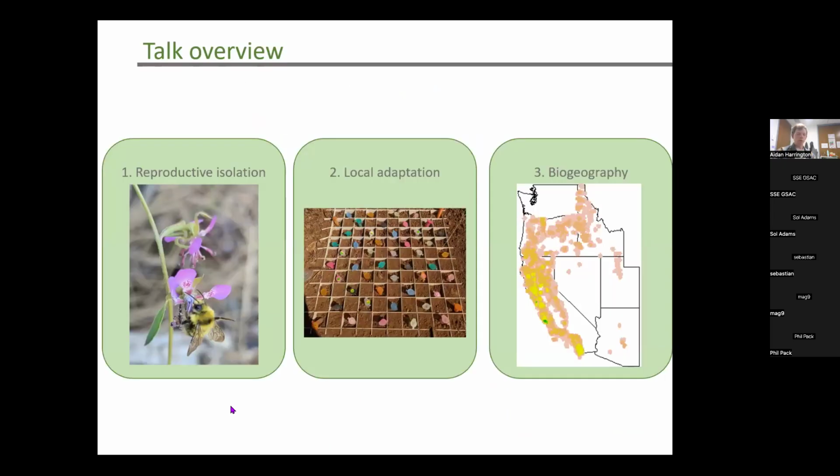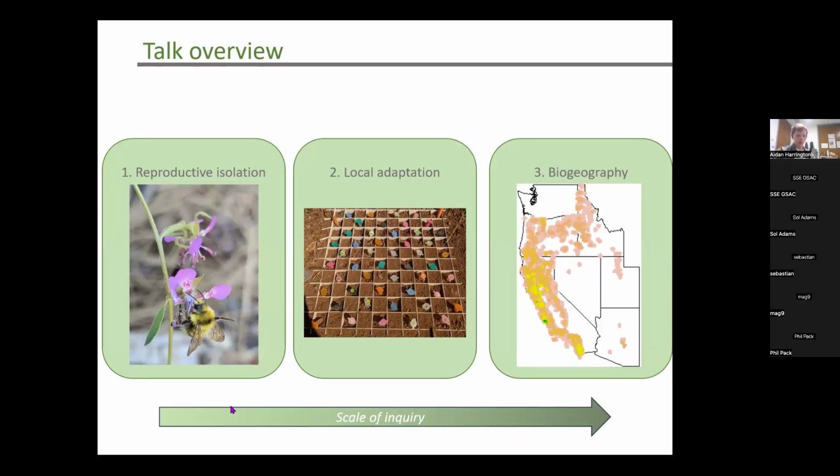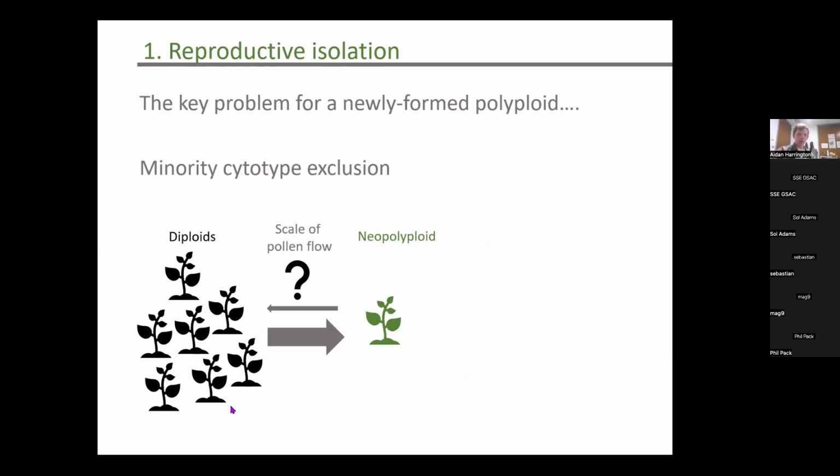So the overview of what I'm going to talk about today, specifically with relation to Clarkia and polyploidy. I have three stories, one about reproductive isolation, secondly about local adaptation and range expansion, and third, about biogeography. And it crosses a scale of inquiry from very precise, few populations to many populations and many species at large scales. So starting with reproductive isolation.